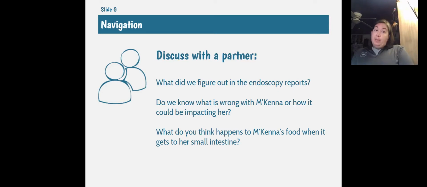First thing I want you to think about is what did we figure out in lesson 2.1 with the endoscopy reports? Do we know what is wrong with McKenna or how it could be impacting her? And what do you think happens to McKenna's food when it gets to her small intestine? So, if we think about what we saw in those endoscopy reports, there was really something different about her small intestine, right? So, take a moment, chat about these ideas with your partner.